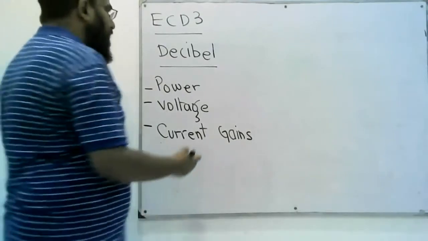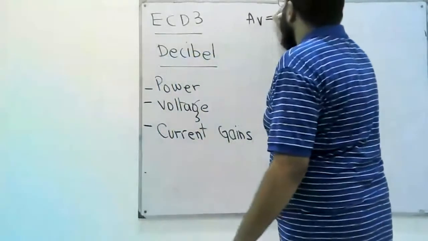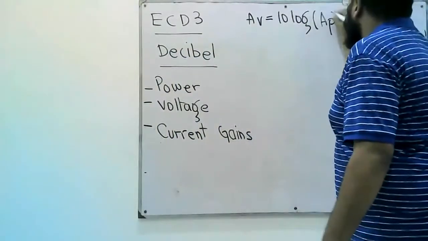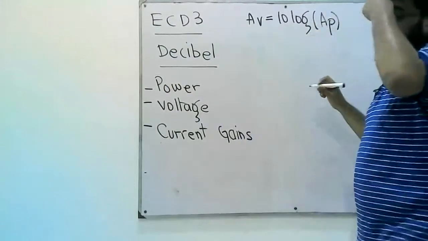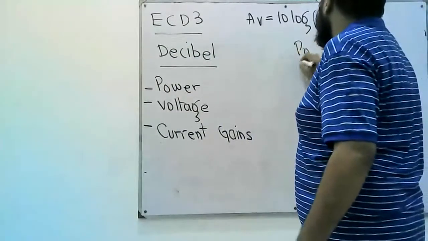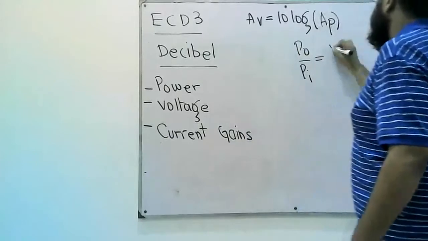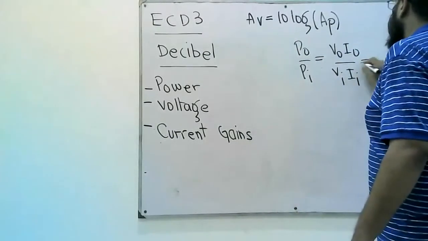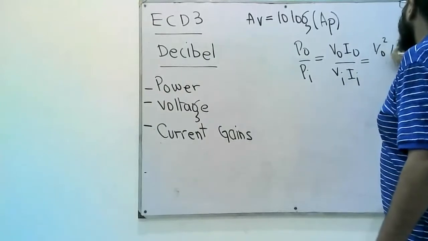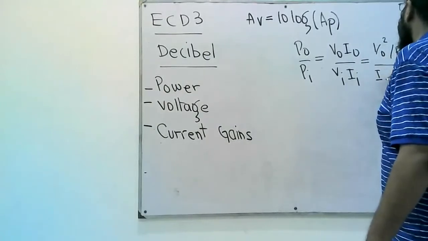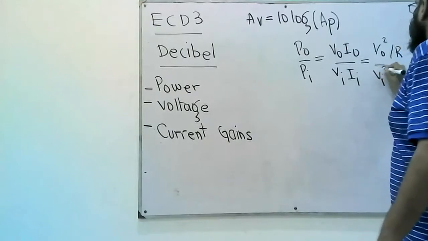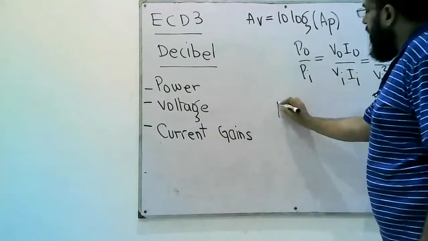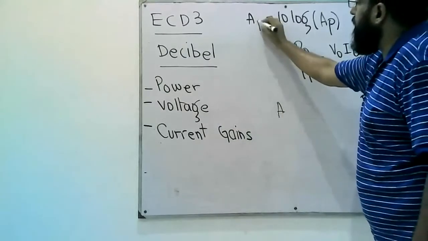But we have to compute a term that is based on logarithm. So for power gain, this is 10 log AP, or this power gain P out over P in can be represented as V out, I out over V in, I in, or V out squared over R, or V in squared over R. Sorry, this is not AV, this is AP.